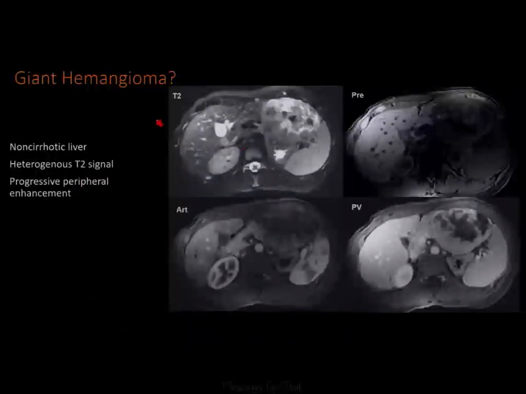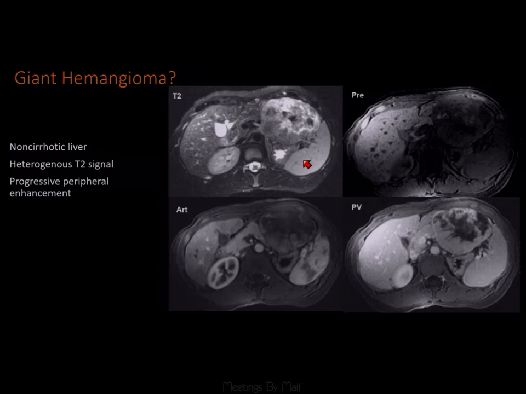And a few quick examples of like 3 cases that were misdiagnosed in an outside institution. Actually, one of them was in our institution when I was doing my fellowship. This was called a giant hemangioma. The patient was young, without cirrhosis, with very heterogeneous T2. It was called nodular progressive enhancement, but you can agree with me that usually hemorrhage in hemangioma is an atypical feature, and T2 is very abnormal in this case. And this turned out to be fibrolamellar HCC.